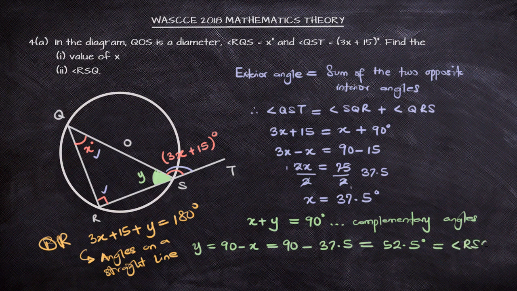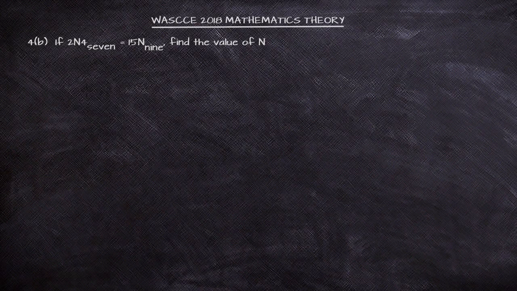So this is our angle RSQ, which is y at 52.5 degrees. Now we have a question in number base. We are given that 2n base 7 is 15n base 9, and we have to find the value of n. Now, looking at a question like this in two different bases, and yet we are asked to find the solution of the number featuring there, which is n, what we need to understand is that we can solve this easily if we take both the left and the right hand side to base 10.